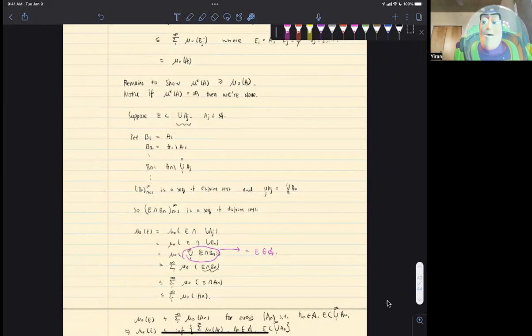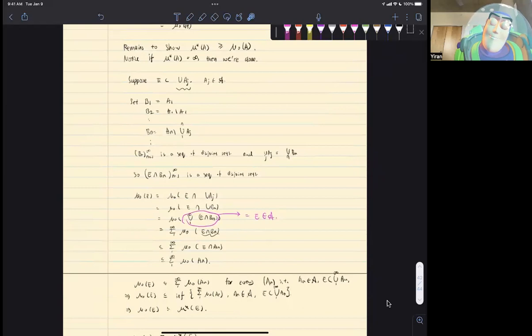Okay, because the union of AJ, they're not disjoint, right? And we like disjoint sets, so we can disjointify. Therefore, we redefine a sequence. Once we have an arbitrary sequence such that E is a subset of the union of that sequence, and each element of the sequence is in the algebra A, we can define a new sequence such that it is disjoint and the union is equal to the union of AJ.